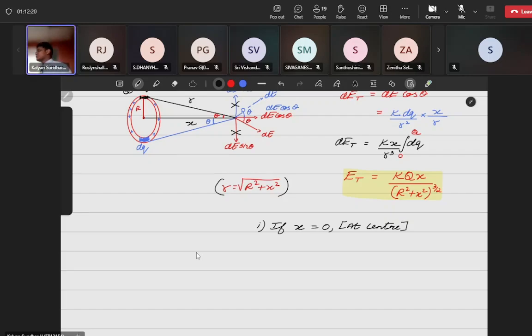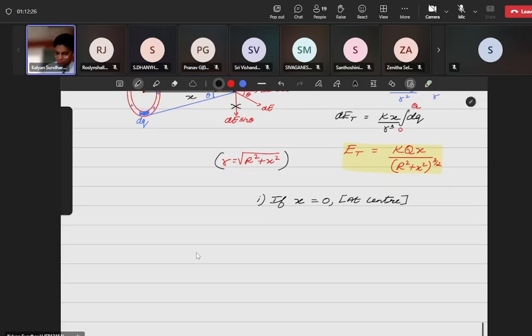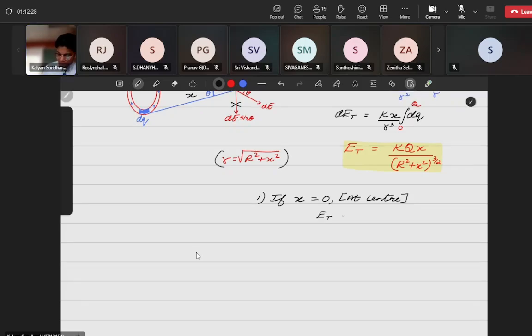If x is equal to 0, that is at the center, then the x term will become 0, and overall x is 0, so your total electric field also will become 0. So this is at the center of a ring.